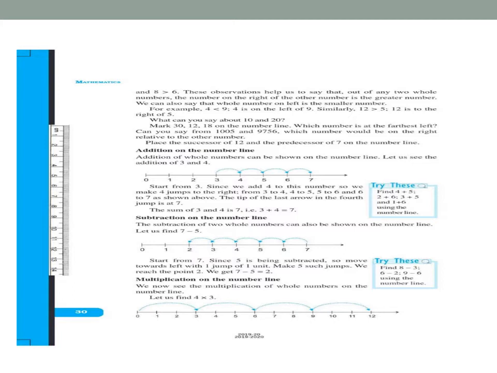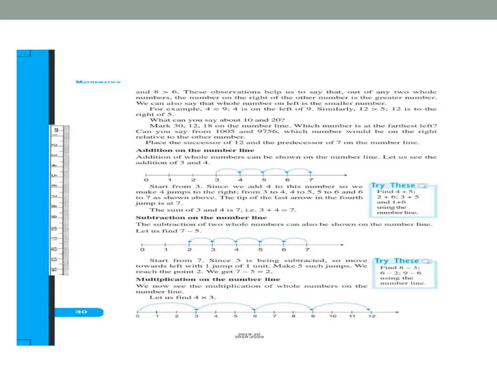Now the next is addition on the number line. In the previous slide I have shown you how to represent the numbers on a number line. Now, addition on a number line. Addition of whole numbers can be shown on the number line. Let us see addition of 3 and 4. Why are we taking whole numbers? Whole numbers are the numbers starting from 0: 0, 1, 2, 3, 4 and so on. The smallest whole number is 0. I have drawn them on the number line. You will find 0, 1, 2, 3, 4 and so on.